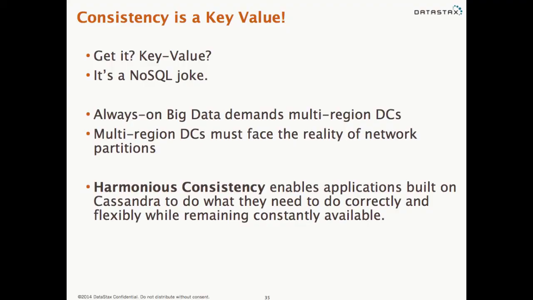So, takeaways. Consistency is a key value. It's a NoSQL joke. Thank you. The reality of today's applications, always on, globally spanning applications, need multi-region DCs. Multi-region DCs must face the reality of network partitions. So harmonious consistency enables applications built on Cassandra to do what they need to do correctly and flexibly while remaining highly available.